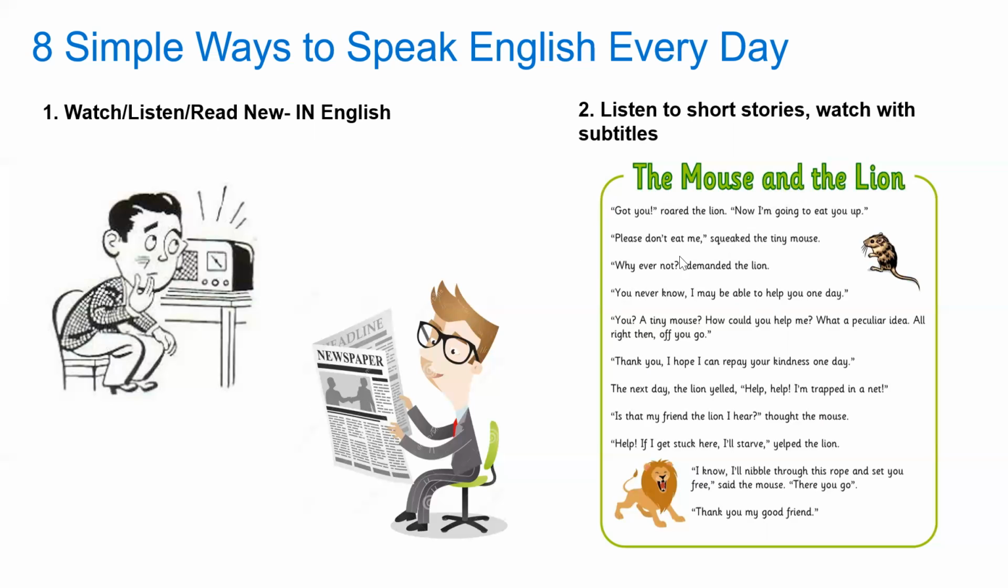Second important tip is to listen to short stories and watch with subtitles. So here is a short story that is about the mouse and the lion. This we can say is another easy and best way to improve English skills. So short stories will expose us to learning English in a more natural way and will help us to learn words in some context and remember them forever.